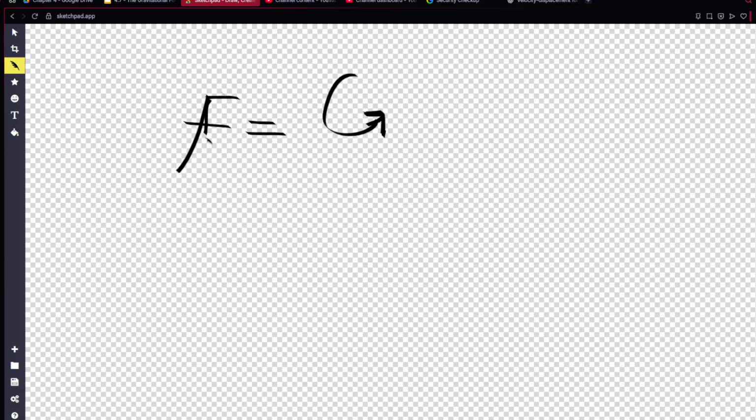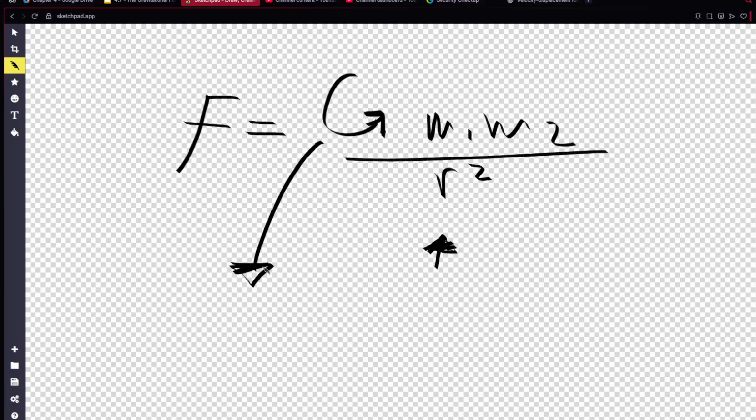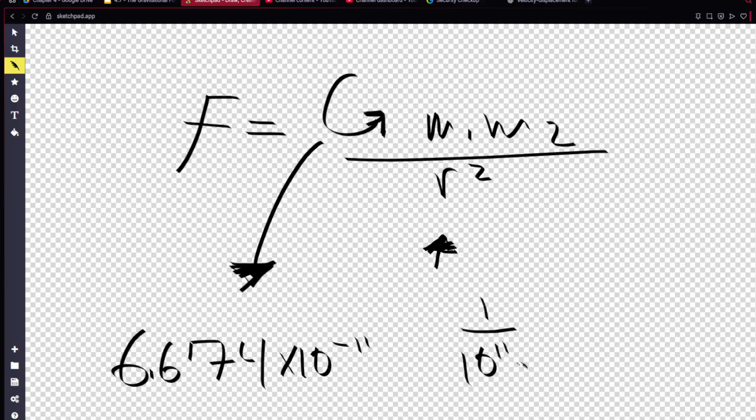So this force here is defined as G m1 m2 divided by radius squared. And this shouldn't be radius, but we'll get to why it's radius in a little bit. The gravitational constant is 6.674 times 10 to the negative 11th, meaning that it's quite small. I mean, 10 to the negative 11 is 1 over 10 to the 11th, which is a lot of zeros. Basically, it's a really small constant.